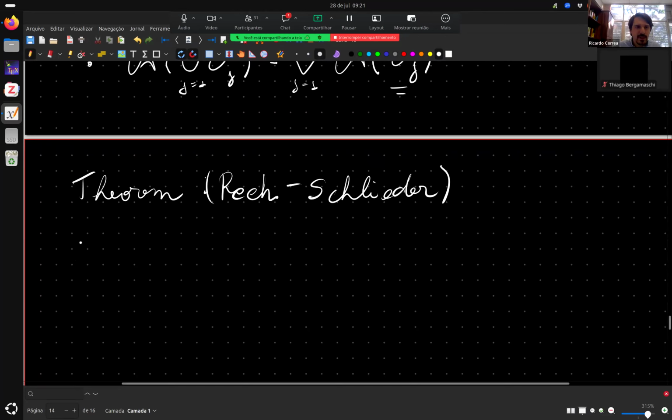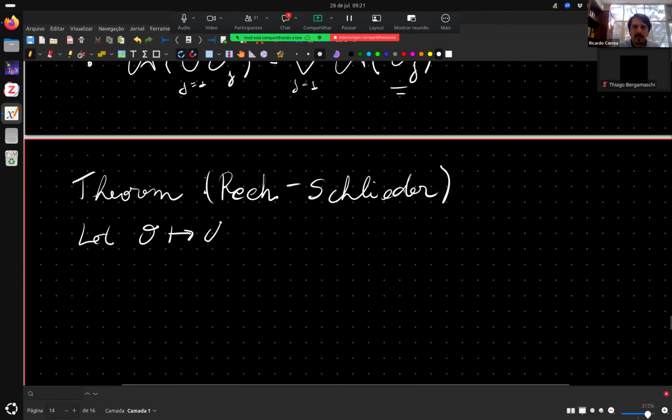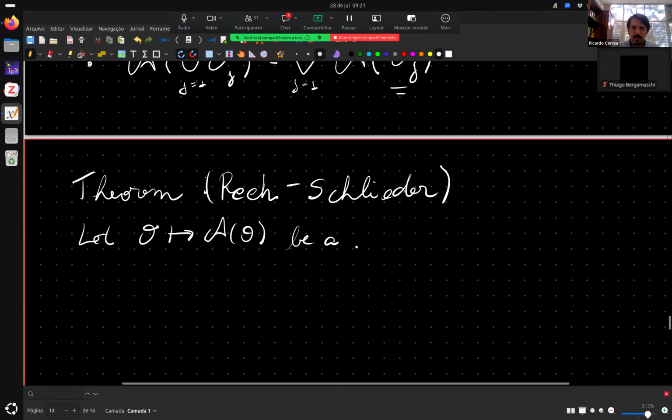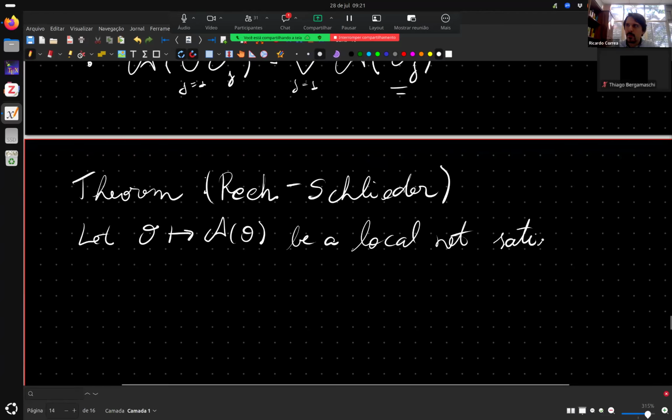And what does this theorem say? It says that if you have a net of local algebras, a local net, satisfying the previous axioms.